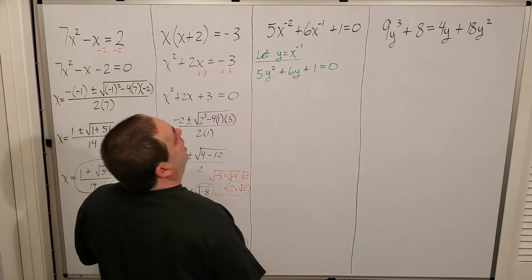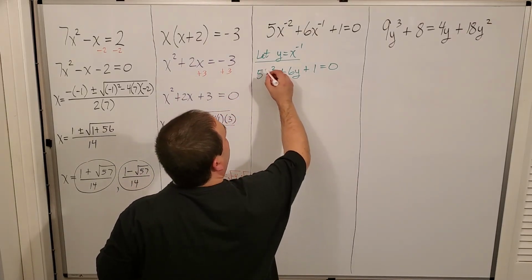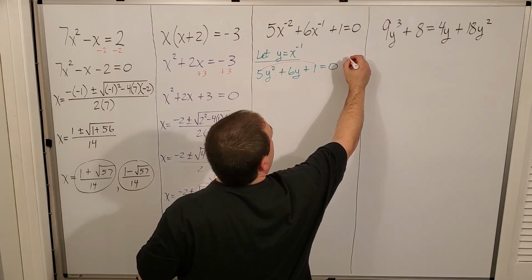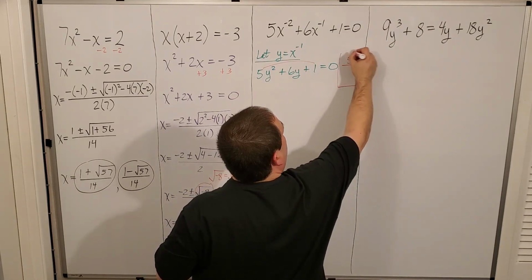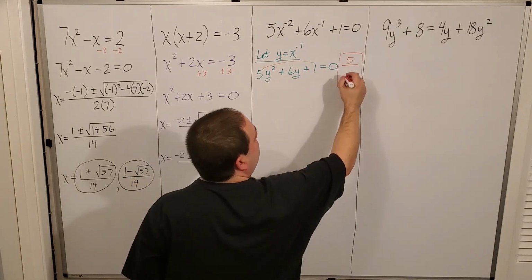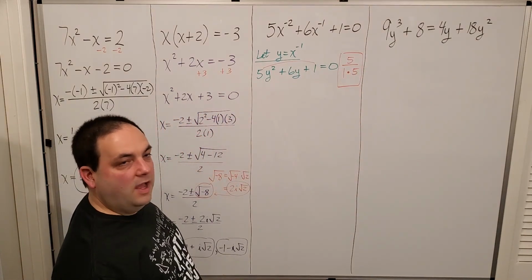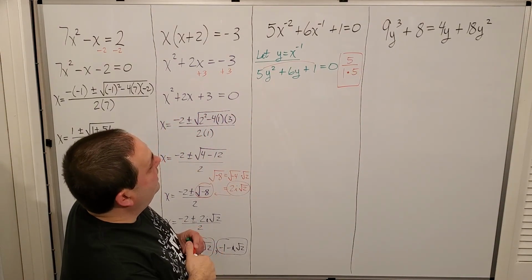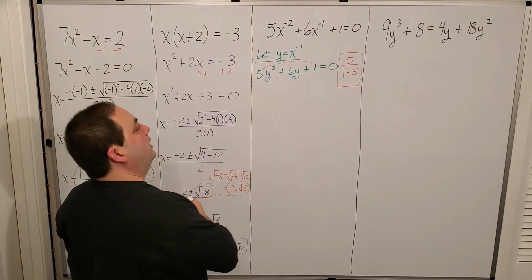If I multiply the 5 times 1, right here, 5 times 1 gives me 5. Then I need two numbers that multiply to 5 and also add to 6. That's easy, 1 times 5, right? 1 plus 5 is 6. So therefore, I can do the factoring version here. Let's go through that real quick.